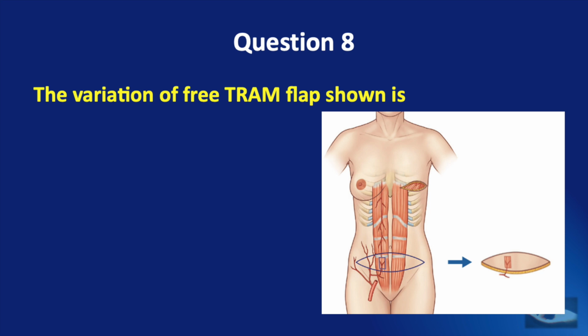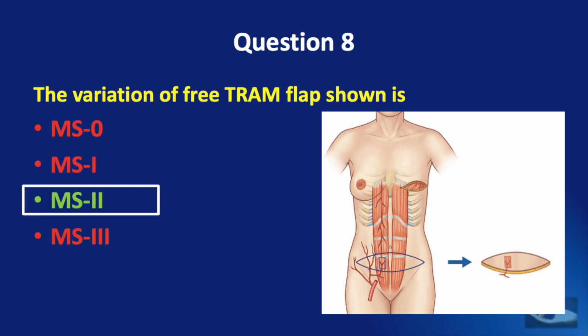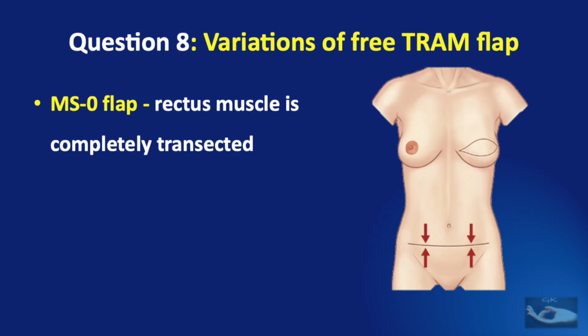Question number 8. The variation of the tram flap shown is MS0, MS1, MS2 or MS3. The correct answer is MS2 or muscle sparing type 2. Though the name of the flap is tram flap, transverse rectus abdominis muscle flap, varying amounts of the muscle are included in the flap. In the MS0 or the muscle sparing 0 flap, the rectus muscle is completely transected.